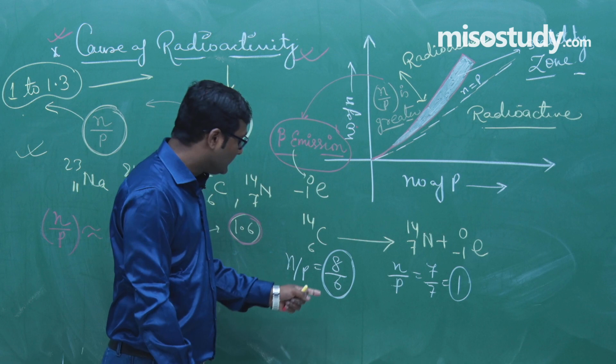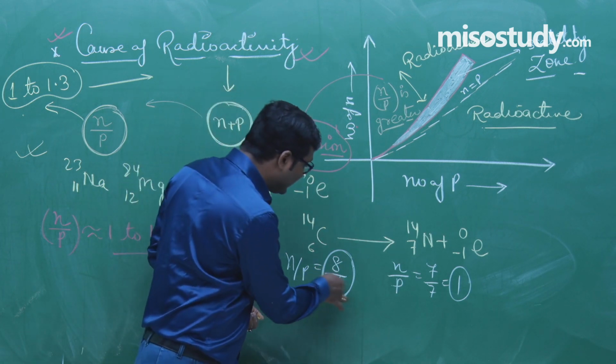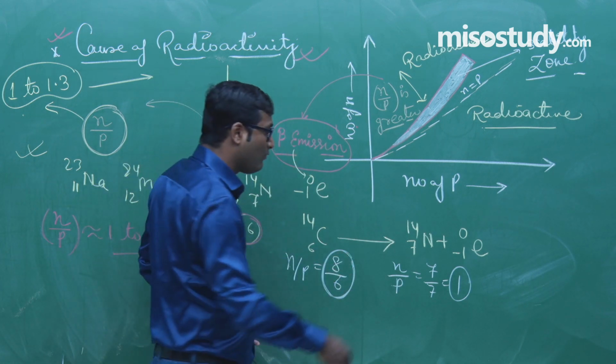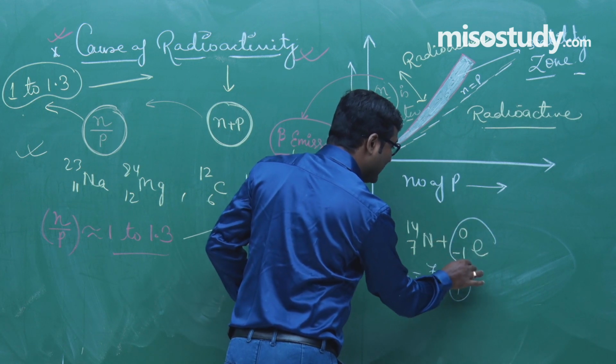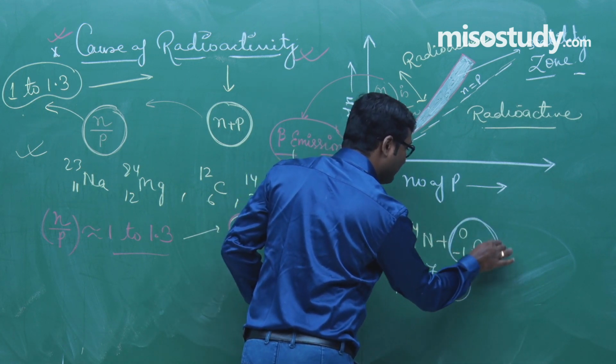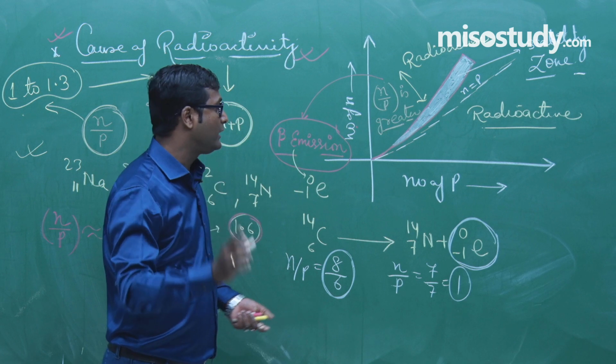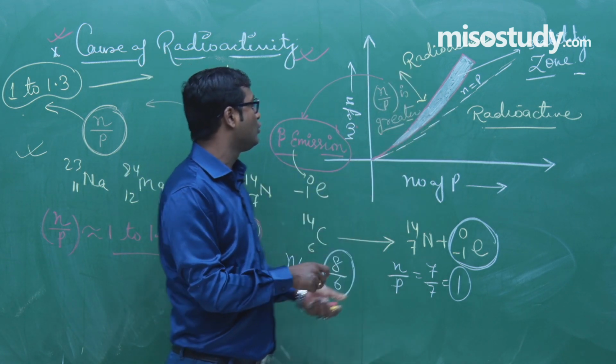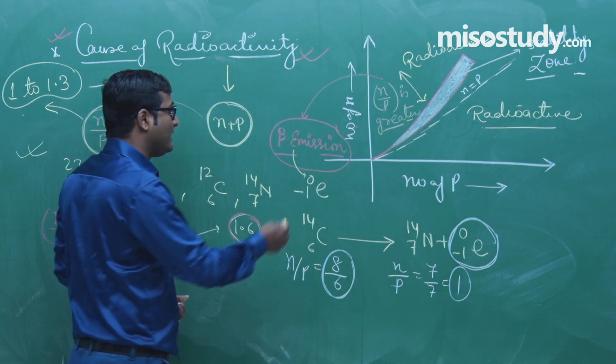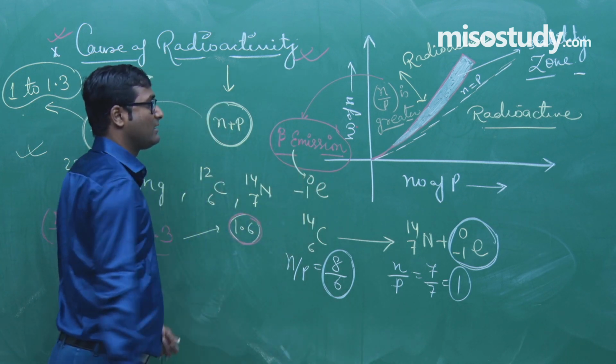That is, when we decrease the N by P ratio, then what will happen? In this case, beta emission takes place. If the radioactive nucleus lies above the stability zone, it will gain stability by beta emission, my friend.